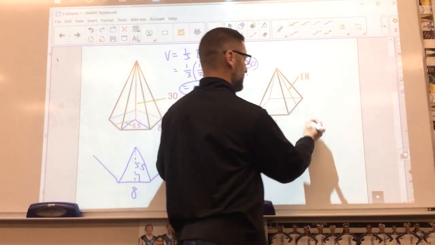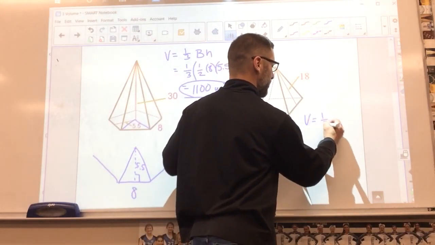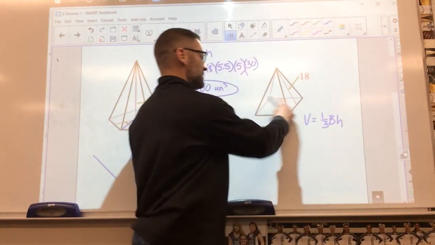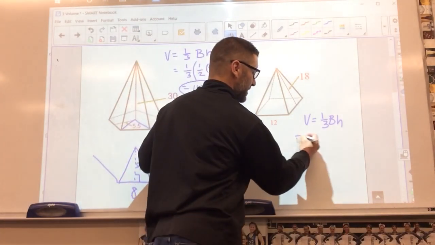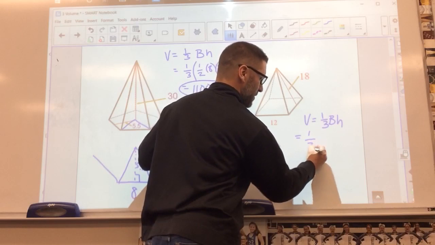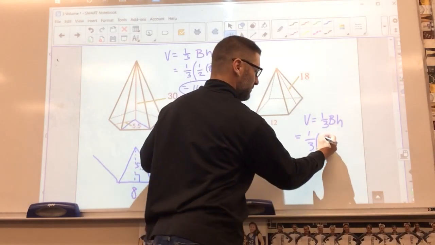All right, let's do the next one. Volume equals 1/3 big BH. It's a square pyramid. The bottom is 12. Let's go ahead and find the total volume. So 1/3. Area of the base is 12 times 12.